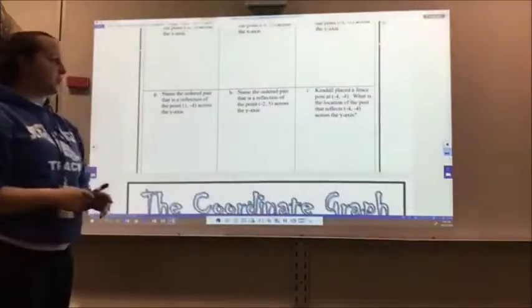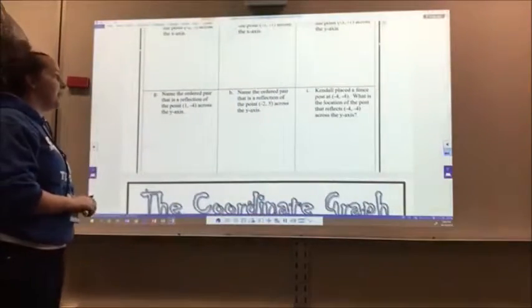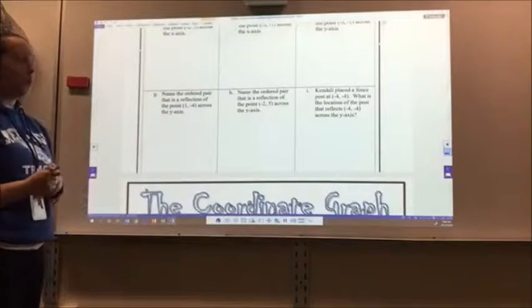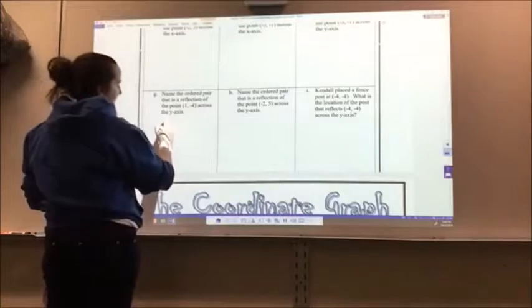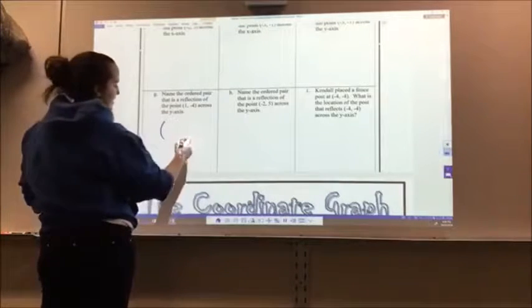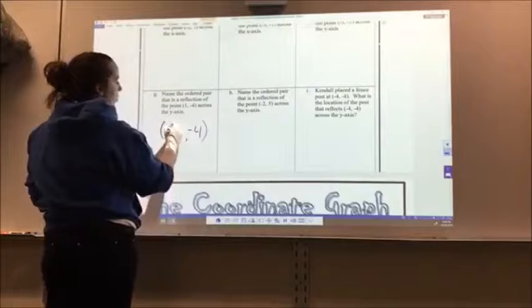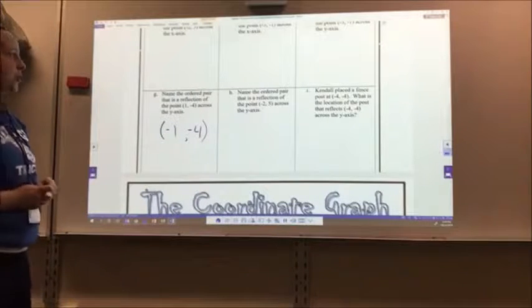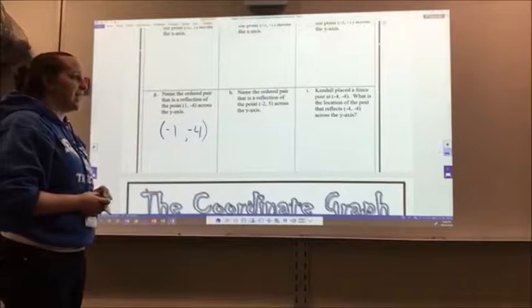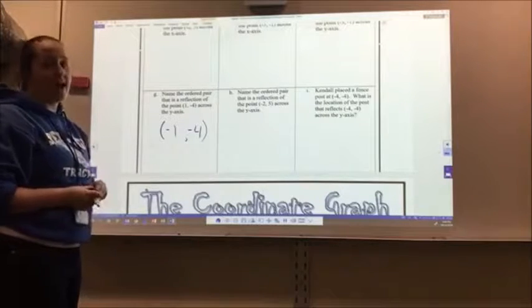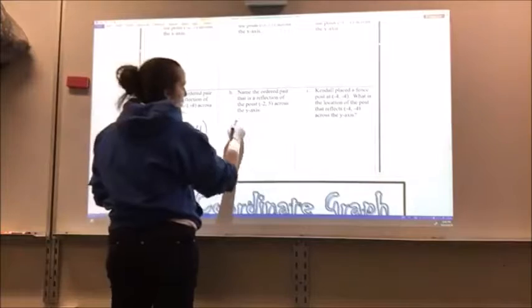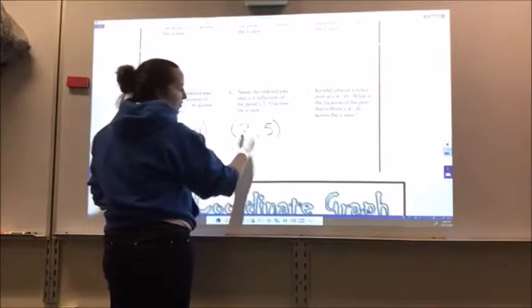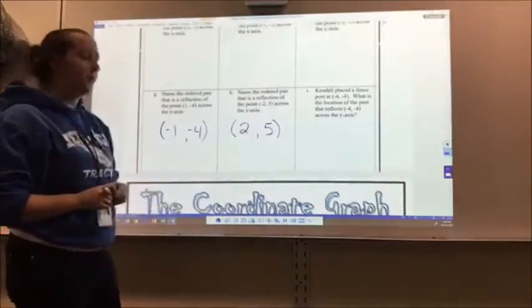All right, for the last 3, I have name the ordered pair that is a reflection of the point 1, -4 across the y-axis. So this time my x stays the same and my y flips, so my y becomes negative. For H, name the ordered pair that is a reflection of the point -2, 5 across the y-axis. Again, my y stays the same. My x, which was -2, flips to become +2.